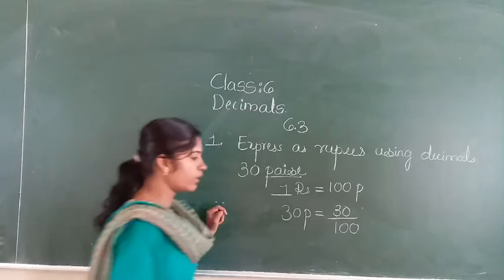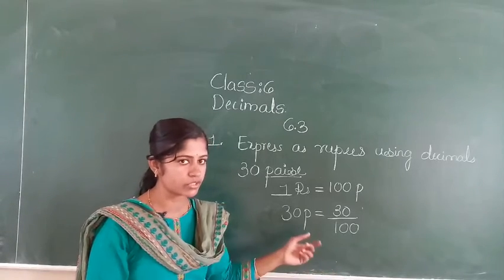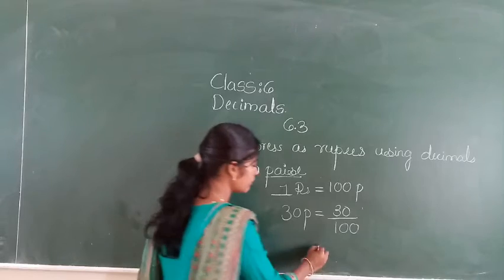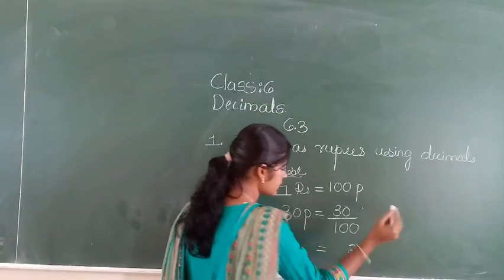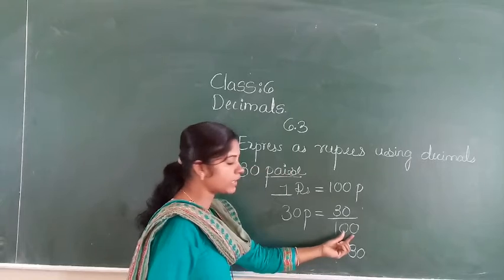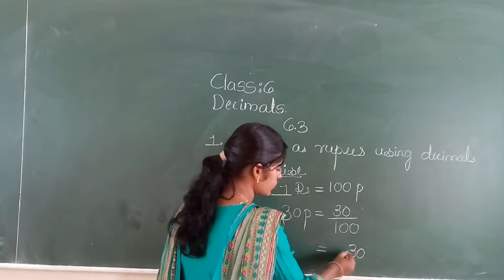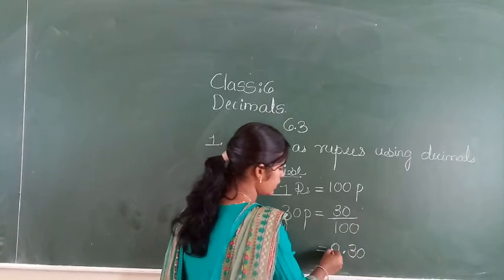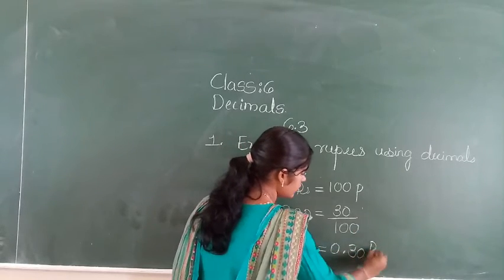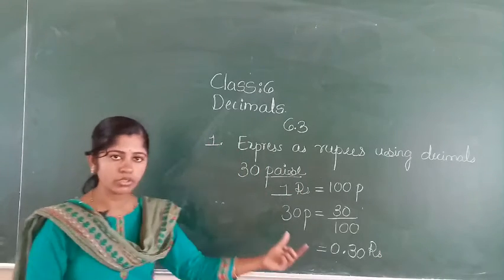Now I wrote this as a fraction. Already you know how to convert a fraction to decimals. Then how to convert this? First you write the numerator 30 as it is, and after that see how many zeros are in the denominator? 2 zeros. Then you give the point after 2 digits and write 0. So it's 0.30 rupees. Here I converted 30 paise to rupees.